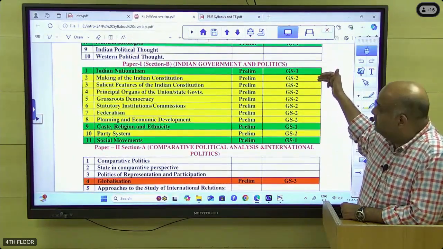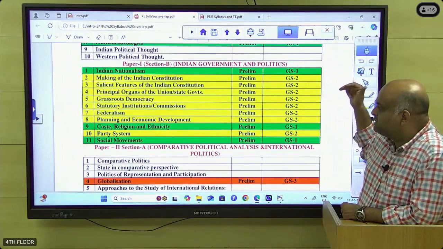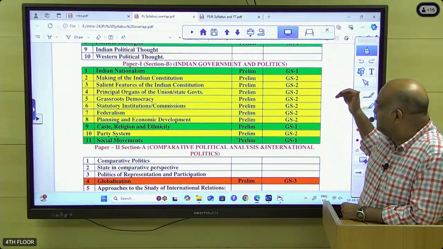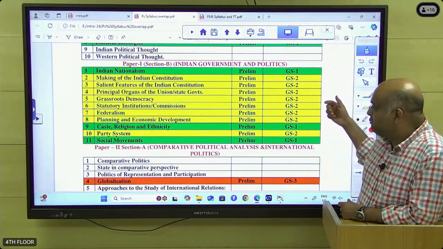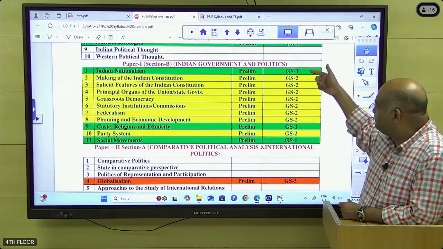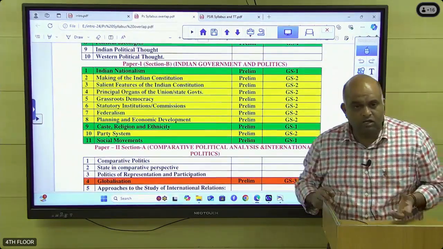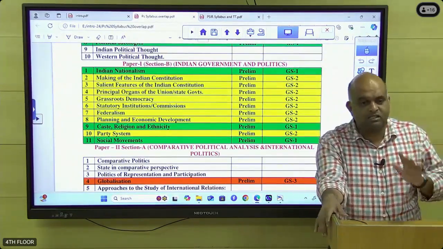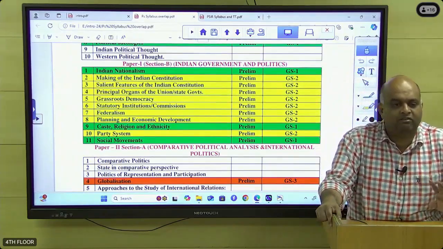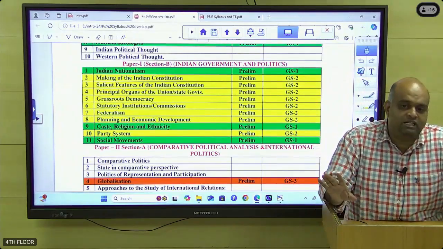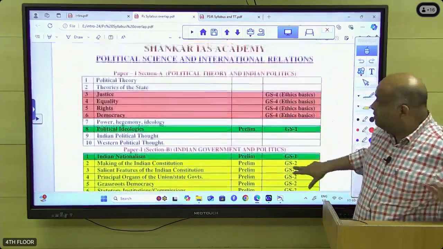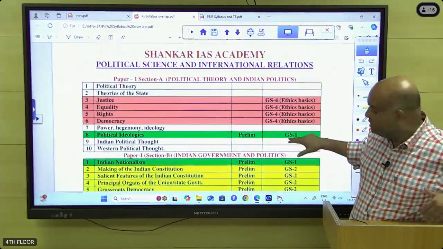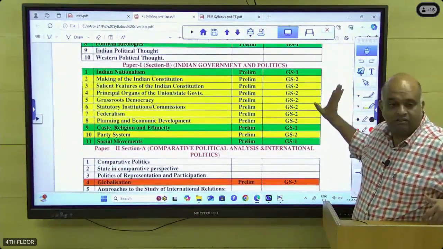This is the polity part. Making of the constitution, salient features, principal organs of union and state government, grassroots democracy, the statutory commissions, institutions, federalism, planning and development, party system. So all these things are in your GS2 paper. So paper 1, section B will be directly useful for your GS. Directly. But paper 1, section A will cover indirectly.